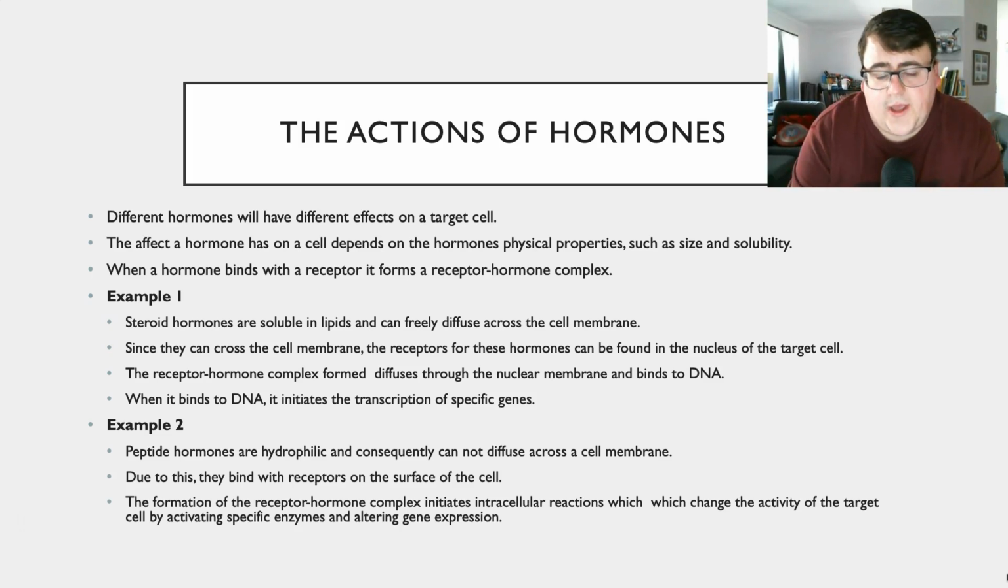So we've got two examples we're going to look at. The first one is a steroid hormone. Now steroid hormones are soluble in lipids, which means they can freely diffuse across the cell membrane. That means since they can cross the cell membrane, the receptor can actually be inside the cell itself, and they're often found inside the nucleus of that target cell. So the steroid hormone moves into the cell and then into the nucleus, where it forms a receptor hormone complex. Once it does that, it binds to DNA, and when it binds to DNA, it initiates the transcription of a specific gene. So over here we have an example of a hormone that is soluble in lipids and hence can move across the cell membrane and the nuclear membrane.